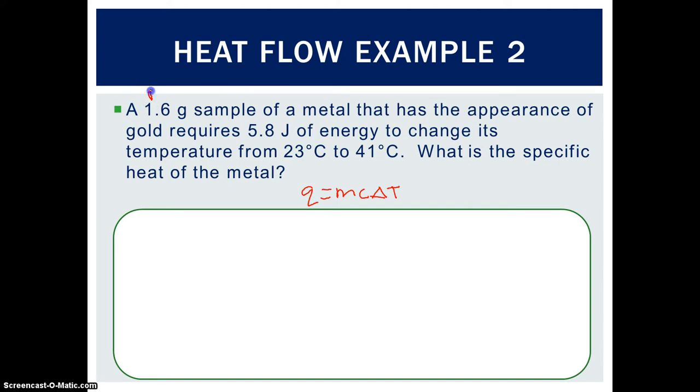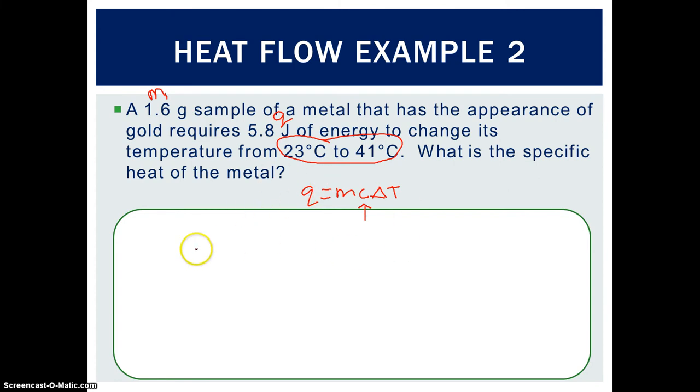We have a 1.6 gram sample. That's my mass, that's my M. That has an appearance of gold. It requires 5.8 joules of energy, so that's my Q, to change its temperature. This isn't my delta T, but it will help me to find my delta T pretty easily. And then it's asking what is my specific heat. So the thing in this equation that I'm solving for is C.